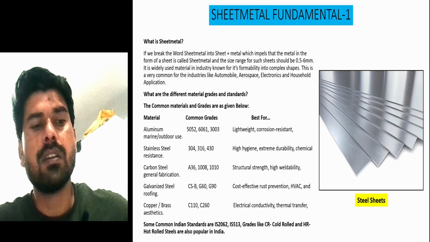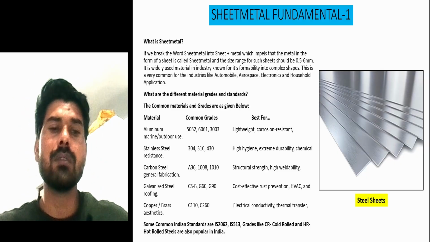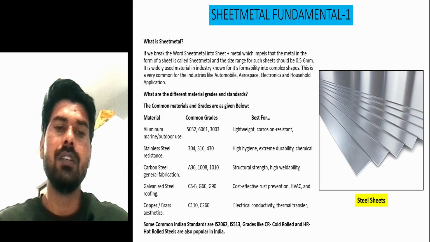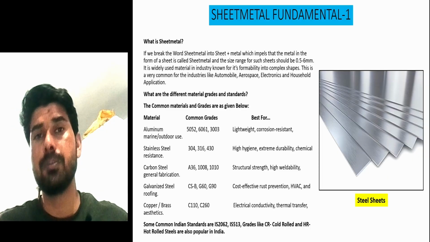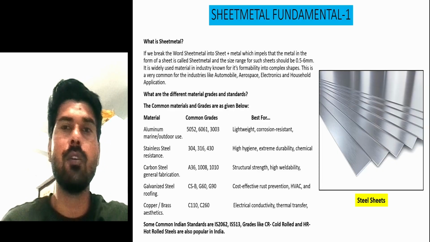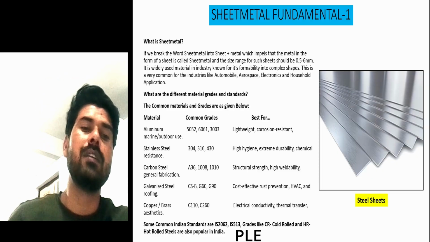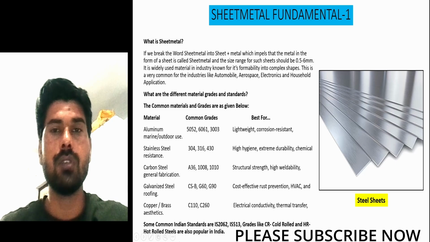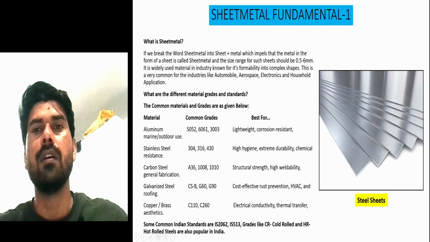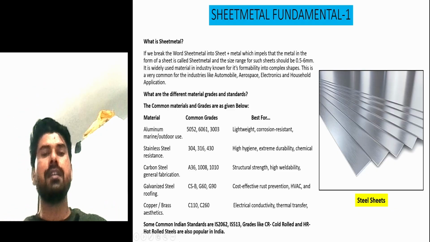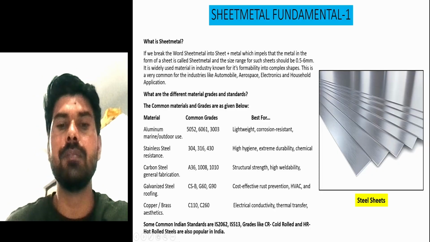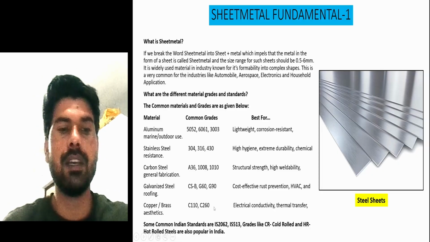And the next material grade is galvanized steel, and this comes under the common grades like G60, G90, and it is best for cost-effective rust prevention and HVAC applications. And the next material is copper and brass. It comes under grades like C110, C260, and this is very popular for electrical conductivity. Whenever electrical conductivity is required, then copper and brass sheet metal is very popular for those applications.